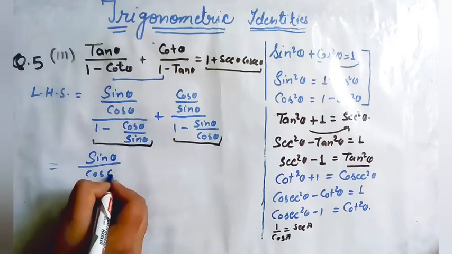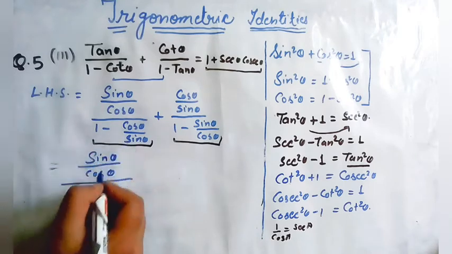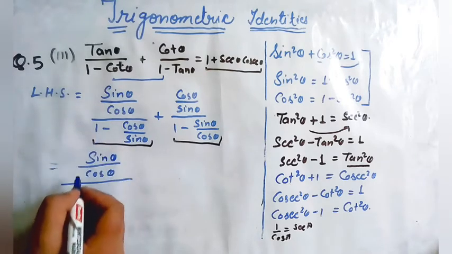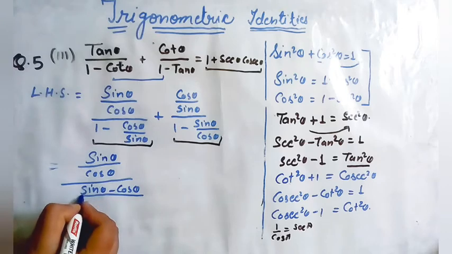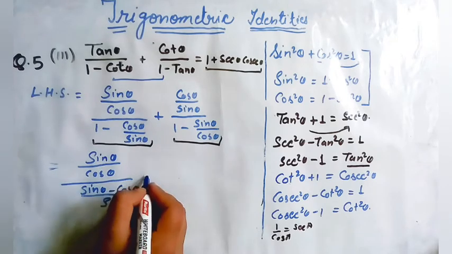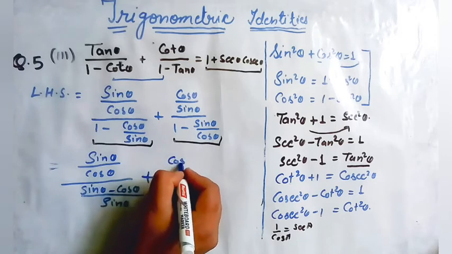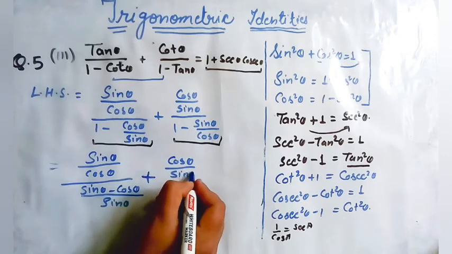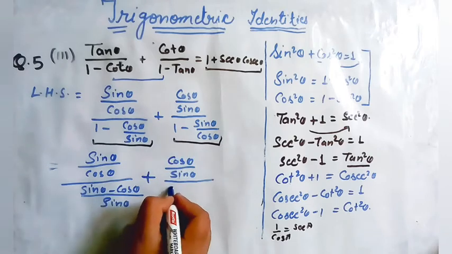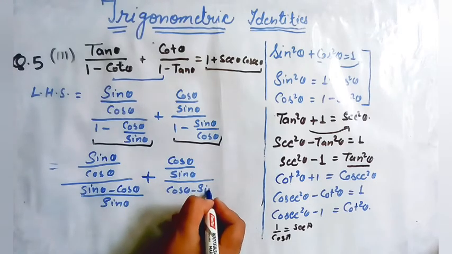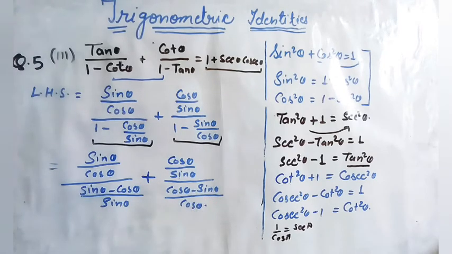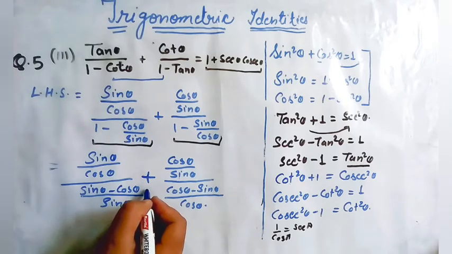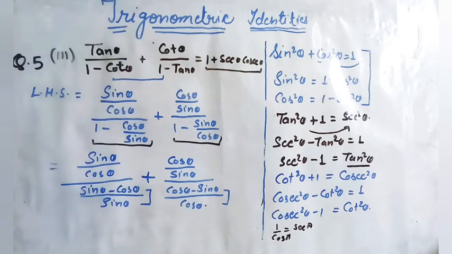Sin theta upon cos theta as it is, whole upon, here LCM is sin theta, so sin theta minus cos theta upon sin theta, plus in the numerator cos theta upon sin theta as it is, whole upon, here LCM is cos theta, so cos theta minus sin theta upon cos theta. Now take the reciprocal of the denominators. They will go in the multiplication of the numerators.